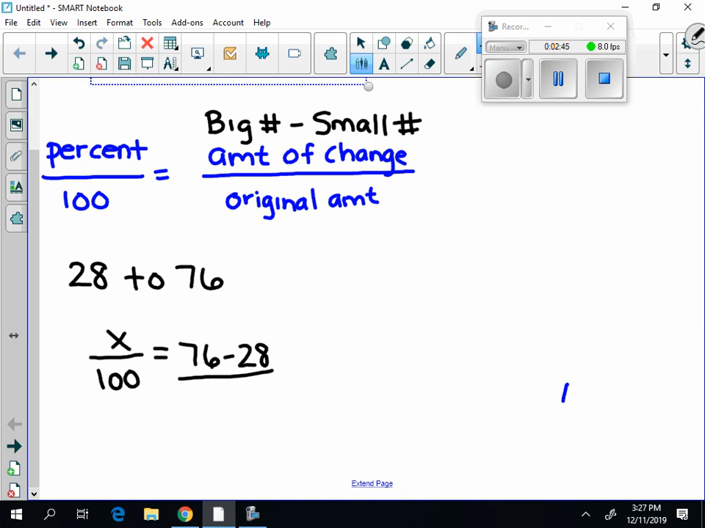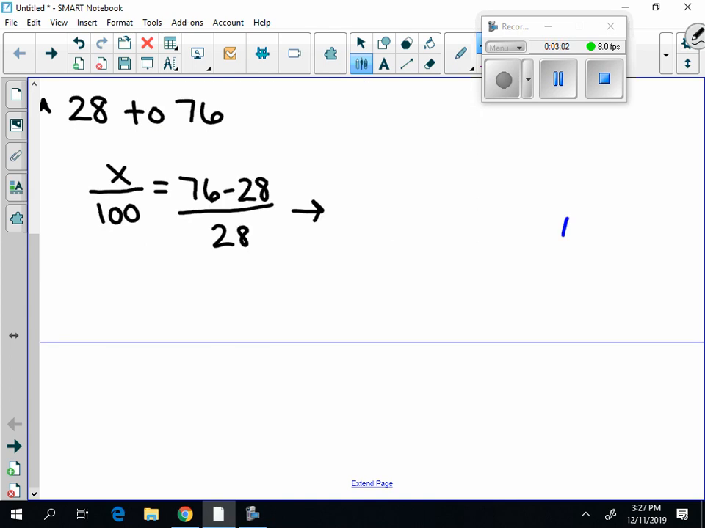The original isn't the amount that I necessarily start with. The original amount is what I start with in the problem. What's the original amount in the problem? 28. Okay. So then I can say, now I have X over 100 equals, what's 76 minus 28? You guys can use calculators for all this. 48. Okay, 48 over 28, correct?